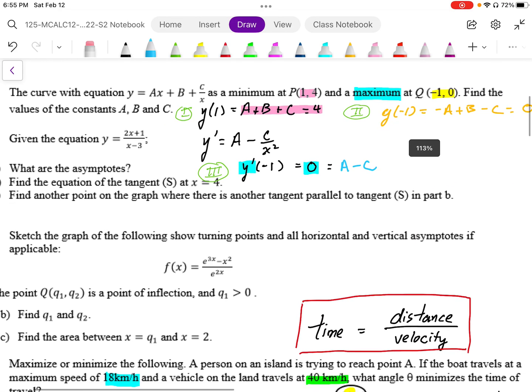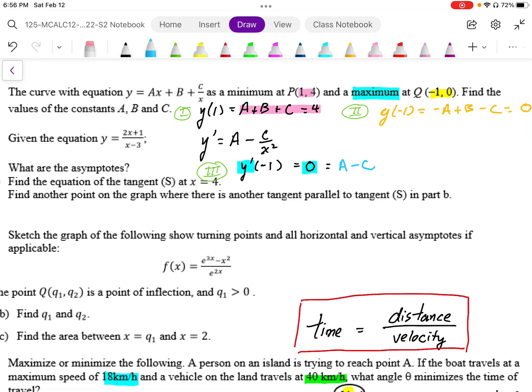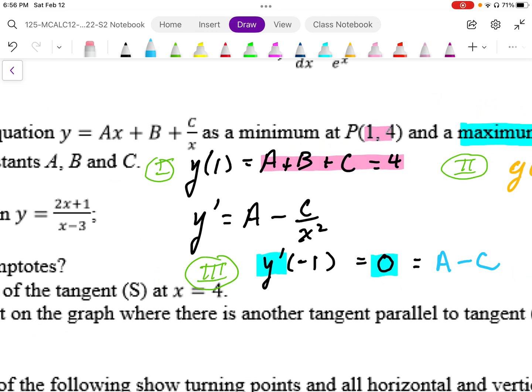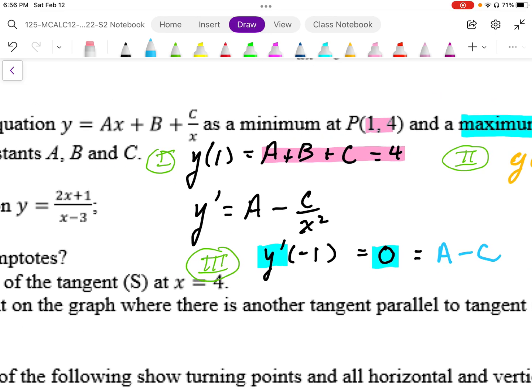So the rest of the information tells us that we have a minimum point at (1, 4) and a maximum point at (-1, 0). So first thing is that we have our 2 coordinates. So I can plug the x and y into our equation to come up with 2 relationships. If I plug in (1, 4), I get a + b + c = 4. So y of 1 is going to be equal to 4.